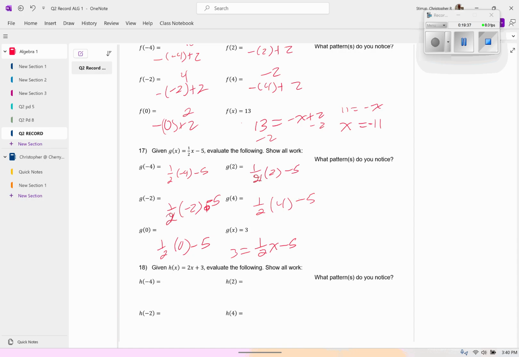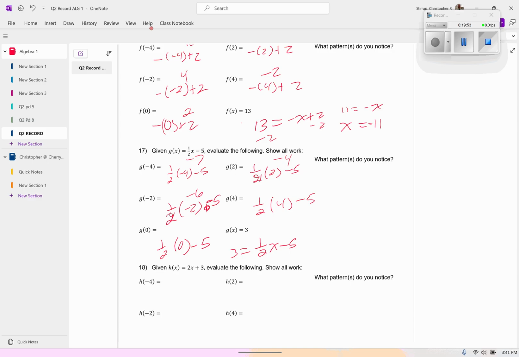So solve that. So half of 4 is 2. Half of negative 4 is negative 2. Negative 2 minus 5 is negative 7. Half of 2 is 1. 1 minus 5 is negative 4. Half of negative 2 is negative 1. Negative 1 minus 5 is negative 6.